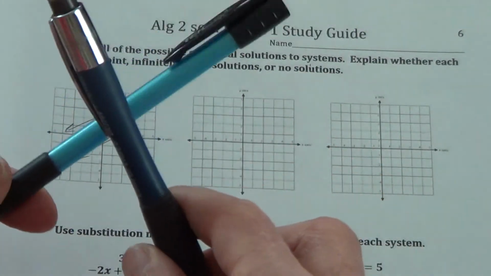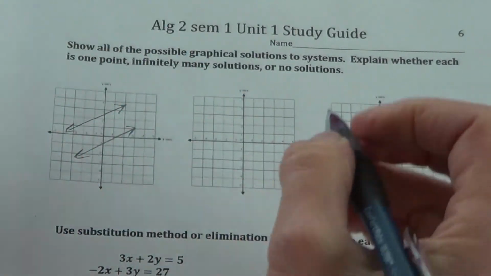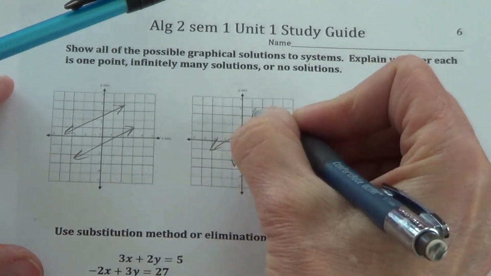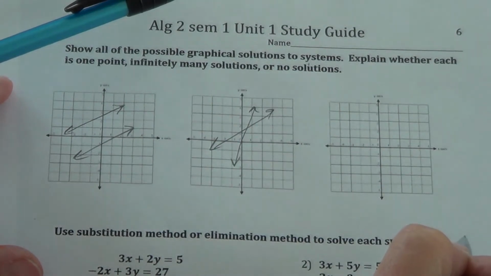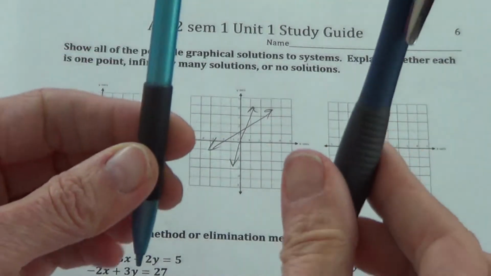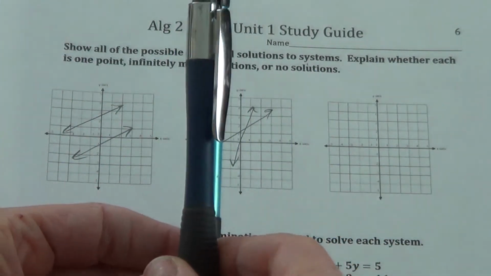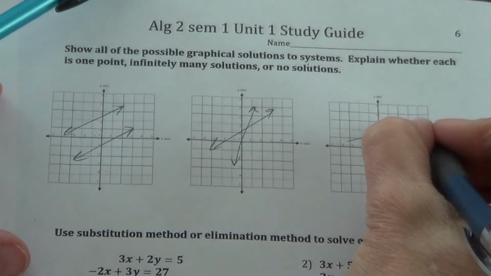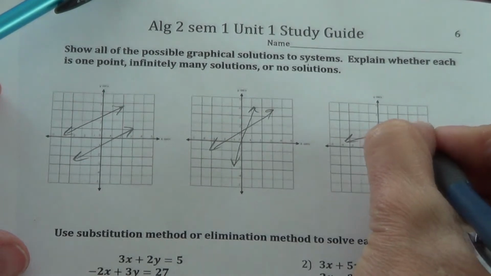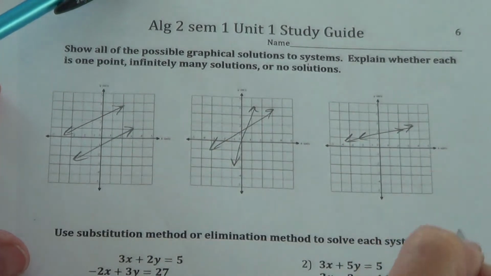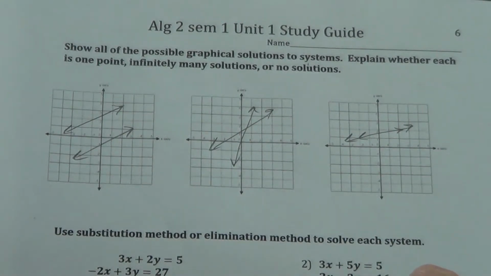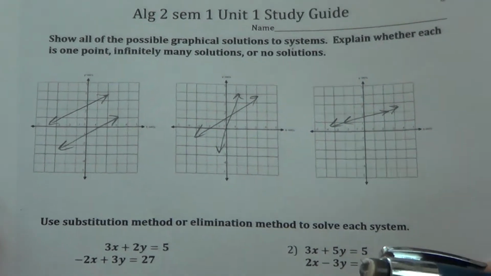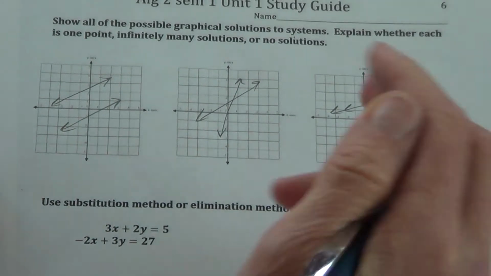Another option is that these two lines actually cross. Another option would be that these two lines lay right on top of each other. And that we draw by showing 2 arrowheads on one line, meaning we've got them laying on top of each other. Explain whether each is one point, infinitely many solutions, or no solutions.